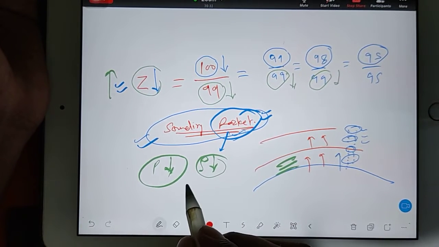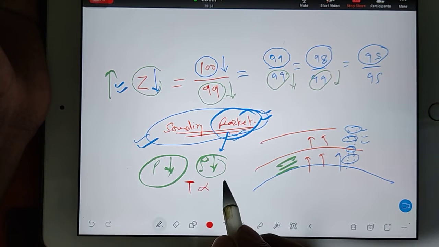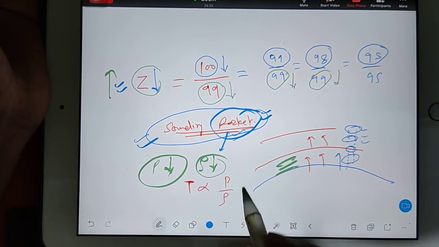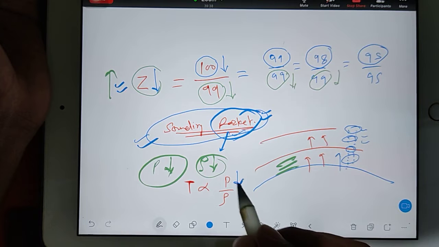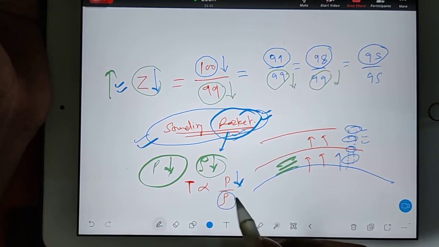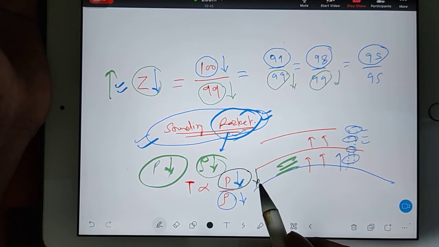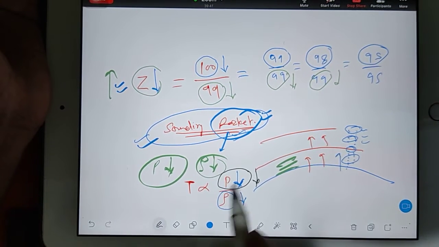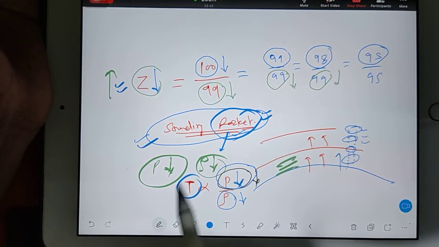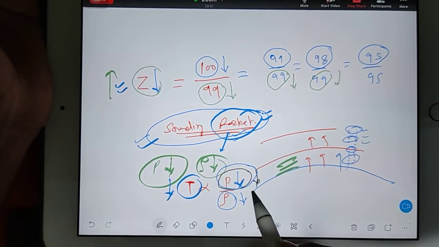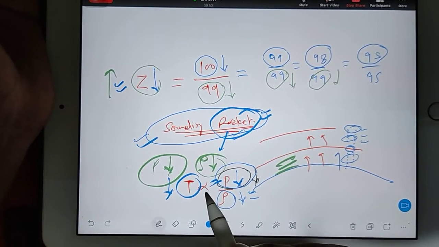If you check, temperature is proportional to pressure by density. Pressure was decreasing very fast as compared to the density. Both are decreasing, but this one is decreasing by much more. So because of that, this effect is dominating. So temperature will be decreasing in troposphere because pressure is decreasing faster.